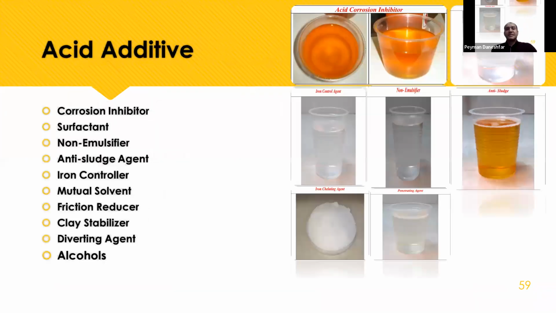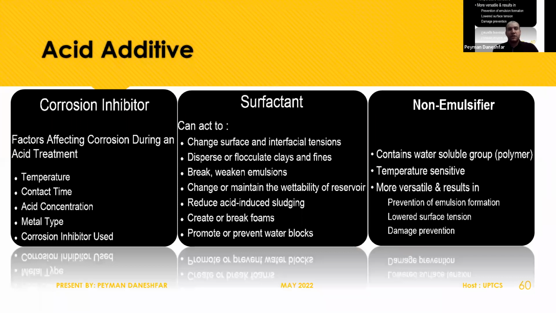So what is an acid additive? We have some famous acid additives such as the corrosion inhibitor, surfactant, demulsifier, anti-sludge, iron control, mutual solvent, friction reducer, clay stabilizer, and diverting agents such as the VDA, and alcohol. Okay, so let's briefly explain the corrosion inhibitor. The corrosion inhibitor is just for our equipment, to prevent corrosion during the acid jobs.